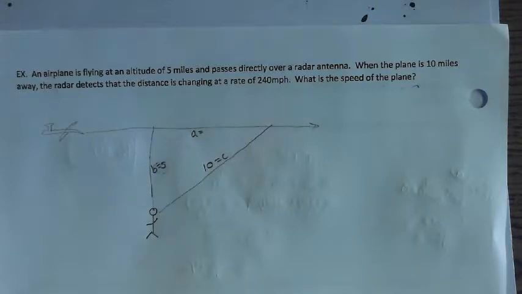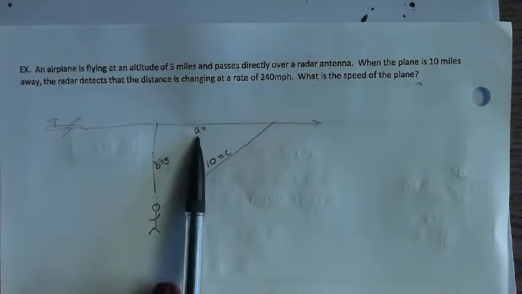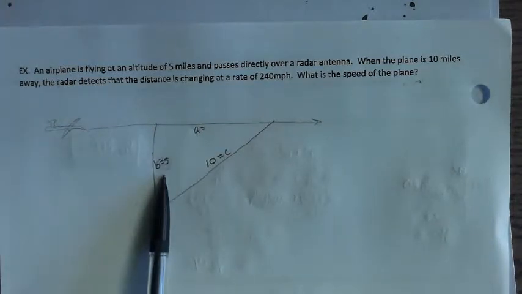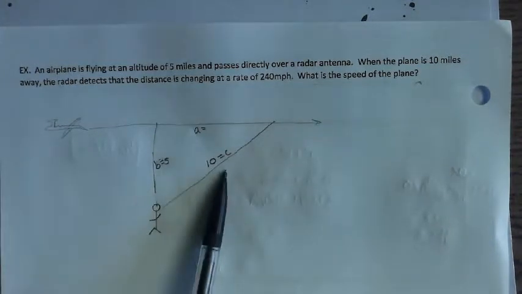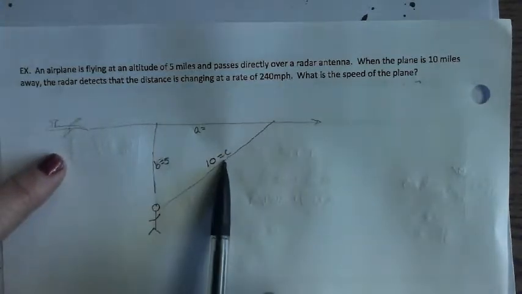Okay, so get ready to vote. Raise your hand if you think dAdt is 240. Raise your hand if you think dBdt is 240. Raise your hand if you think dCdt is 240. Okay. Raise your hand if you've given up and you don't know. That's terrible. Don't do that. It is dCdt.